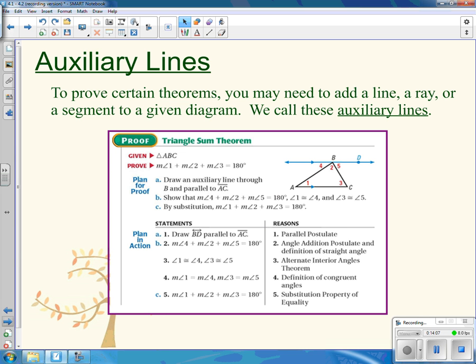Okay, this is just a vocabulary term I'm going to have you write down. You do not need to write this proof down. I'll explain this to you later. But sometimes when we're proving certain theorems, we might need to add a line, ray, or a segment into a given diagram. Whenever you add a line that wasn't there to begin with, this is called an auxiliary line. But this is a viable way to go through a proof. If you think you need it, draw it there. Okay, again, I'm going to go over this later. So just make sure you have the definition copied down.